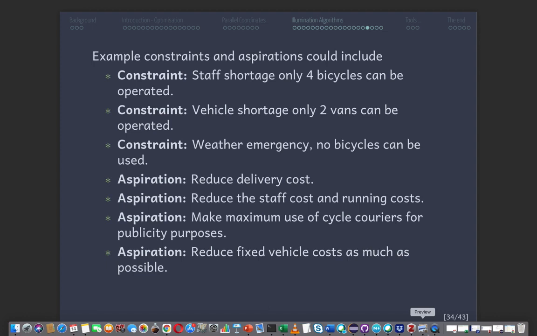Aspirations. The manager is part of a larger organisation. That organisation has aspirations. Reduce the delivery cost. Keep the cost down. Reduce the staff cost. Reduce running costs. Aspiration, make the maximum use of cycle couriers for publicity purposes. Reduce fixed vehicle costs as much as possible. All these are aspirations which in a big organisation can come from different parts of the organisation in order to meet different and often conflicting objectives. The choice of the final solution is not only a very complicated choice, but it's also a choice that's got to be made rather quickly. In the on-demand economy, where we expect to order things and have them delivered quickly, choices have to be made rapidly.